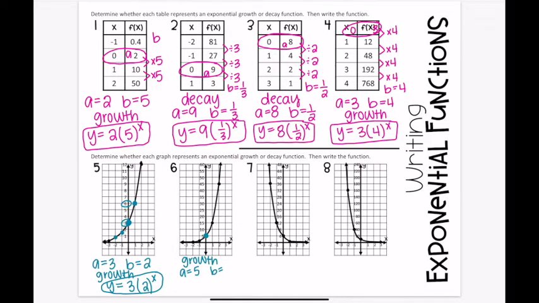B is what number do I multiply by to get from one y value to the next perfect point's y value. So from 5 to 15 to 45, what am I multiplying by over and over? That would have to be times 3. So my equation is going to be y equals 5 times 3 to the power x.